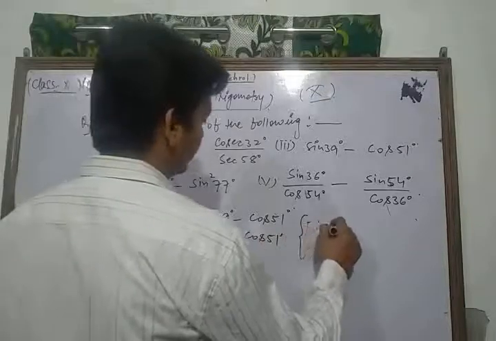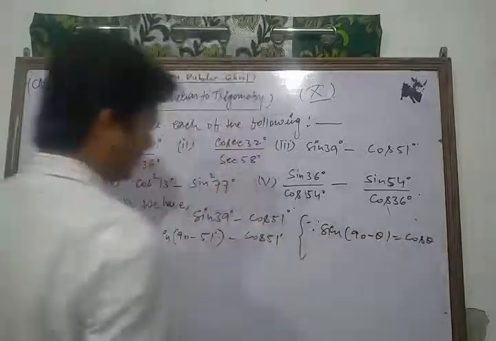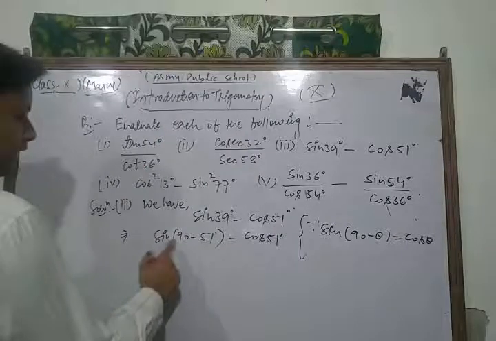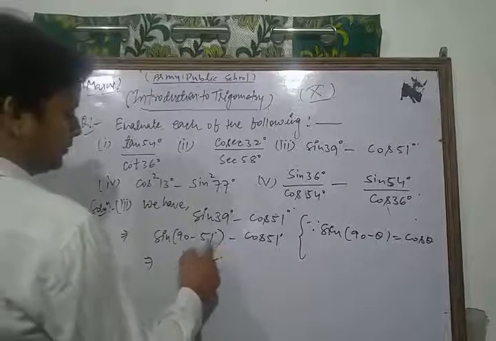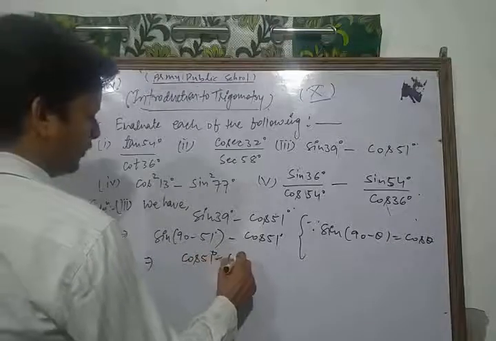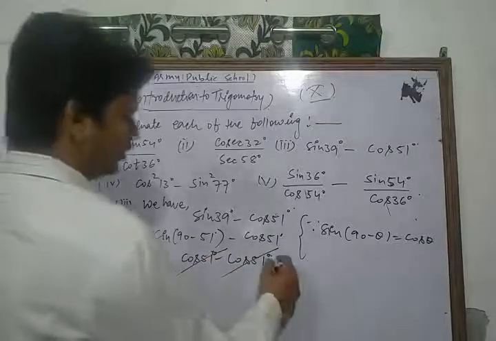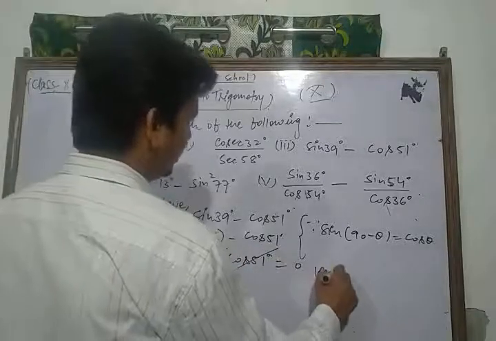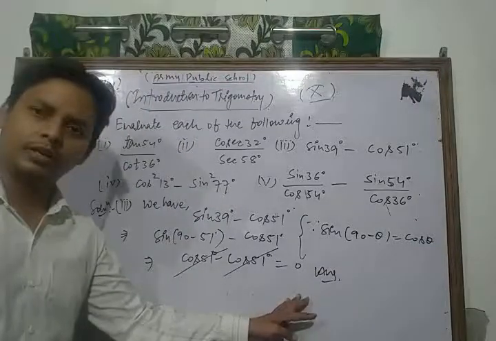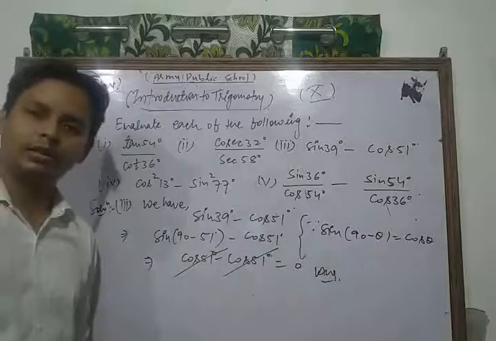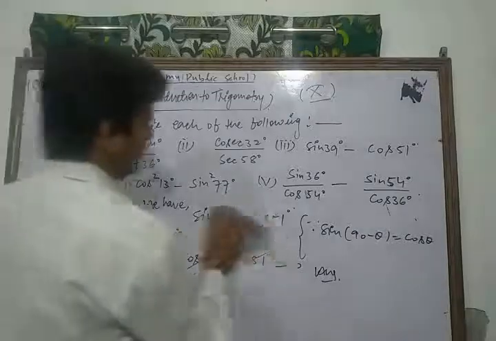Since we know that sine 90 minus theta is cos theta, here theta is 51, so we can write cos 51 degree, and here cos 51 degree is as it is. Now cos 51 cancel to each other, so we get 0. This is the required solution of the given question. We apply the formula and we simplify them. Now we take and solve the next part of this question. Let's see.